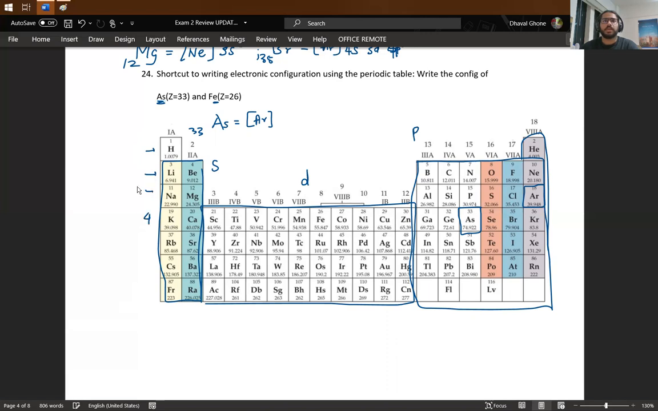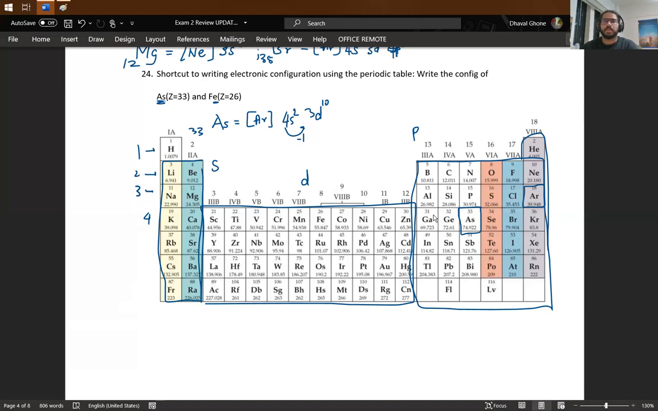This is the 4th period in the periodic table. So you say 4s1, 4s2, and the s ends over there. So I write argon 4s2. I keep moving. Comes the d1. For d, I will reduce this number 4 by 1 and write 3. There is 3d1, 3d2, 3, 4, 5, 6, 7, 8, 9, 10. So I have 3d10. I keep moving.